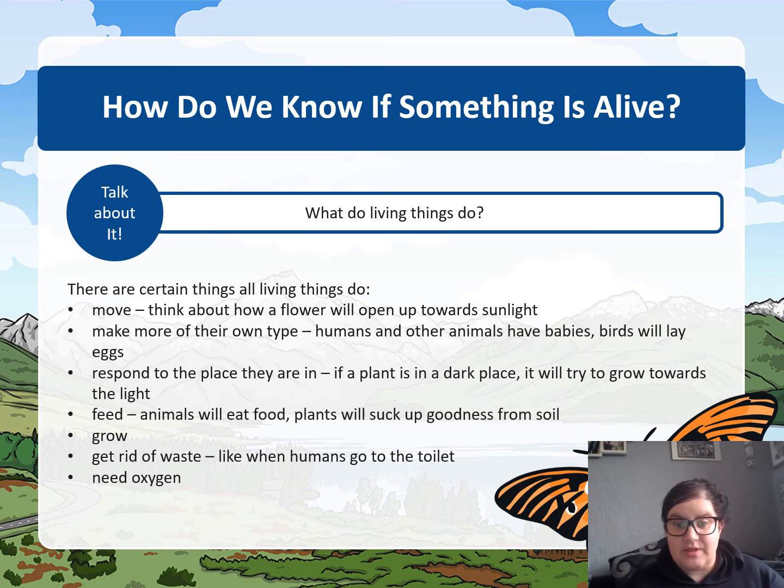They feed, so you all eat, you are living things. Animals eat food, they are living things. They grow, they get rid of waste. So that includes, yes, it does include going to the toilet. And they need oxygen.